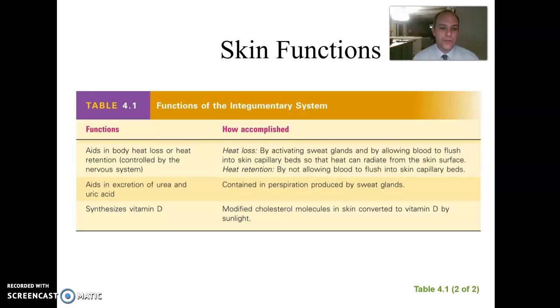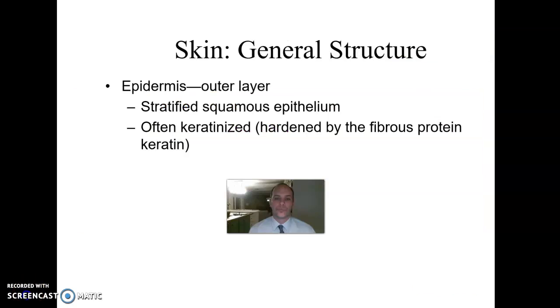And it aids in excretion of urea and uric acid. Okay, when you sweat, you also get bad things out of your body. In fact, if you ate a lot of garlic for dinner and you sweat, you'd be able to smell the garlic through your sweat. Happens all the time. And it synthesizes vitamin D, all right? Very important. We're going to talk about how the skin is set up, the general structure, all right?